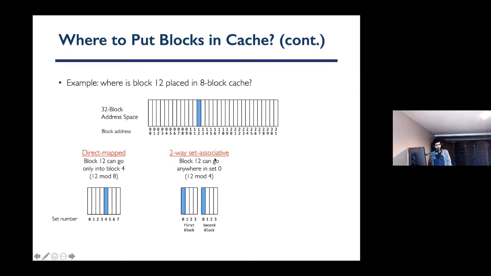Now, this time, I have 4 sets, so I get the mod by 4. So 12 mod 4, that's 0. So now I have to look at my set 0 to see if I can find the cache there.